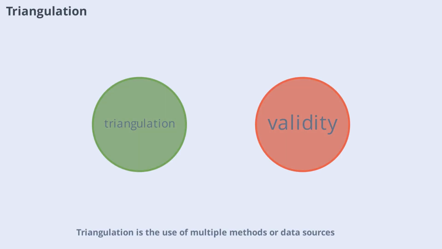Triangulation is the use of multiple methods or data sources in a study to increase the credibility of the findings. By combining different approaches such as observations, interviews, and surveys, researchers can cross-verify results and reduce bias. Triangulation strengthens the validity of behavioral research and provides a more comprehensive understanding of the topic.